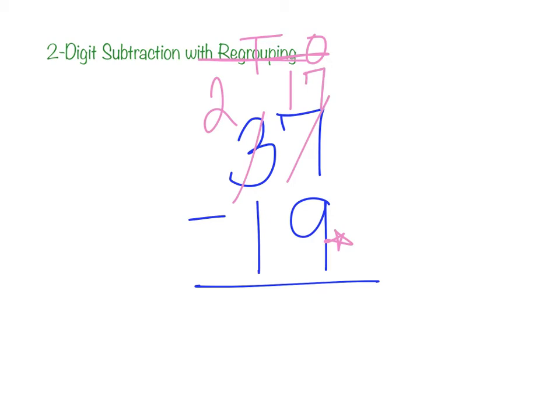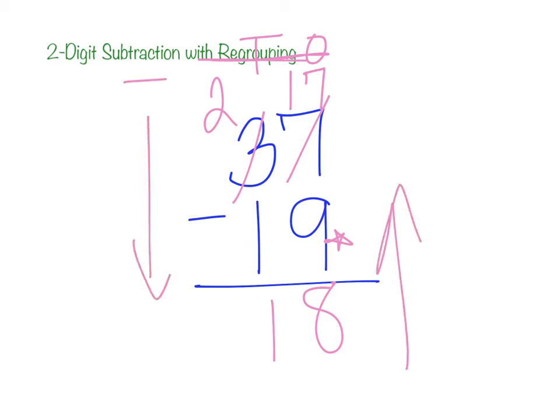Because what did I get from the 10? That's right, I got a 10 from the 10. And 10 plus the 7 that I already had gave me the 17. Excellent. Okay, so now let's subtract it. 17 minus 9. Good, 8. And what is 2 minus 1? Good, 1.